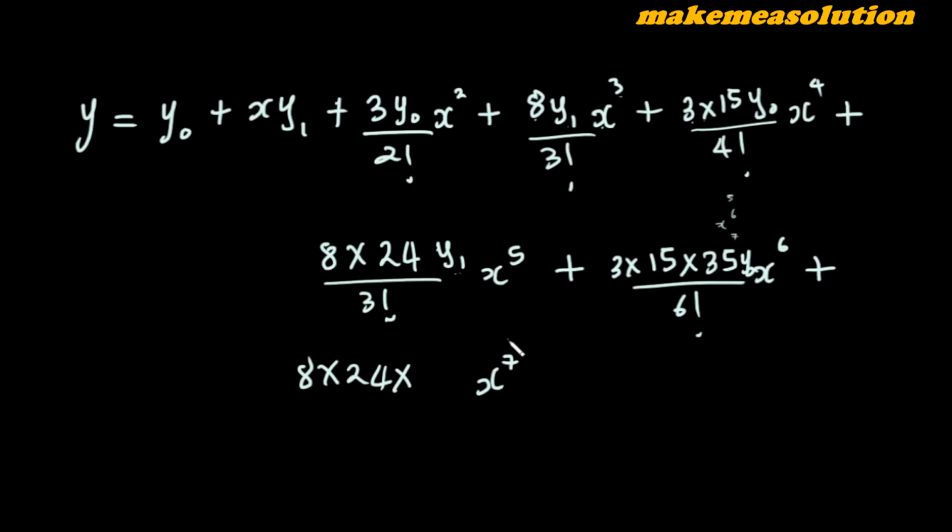7 times what? 6. 7 is before 6... before 7 you have 6, after 7 comes 8. So 6 times 8 is what? 48. So this is also y1 divided by 7 factorial.